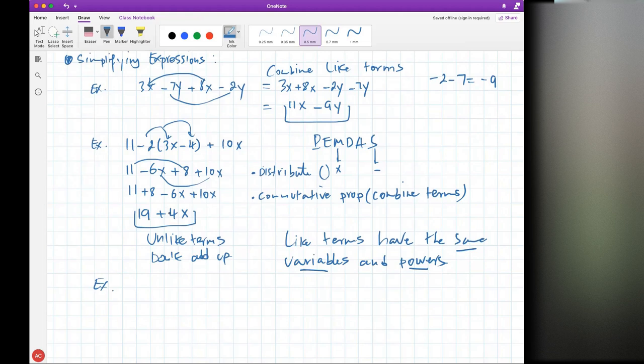For example, these two are different. These two are different, as you can see, x and y. So we can't subtract them. They're not the same variable. Other times you may have this. You may have 2x to the third plus 4x plus 7x to the second.